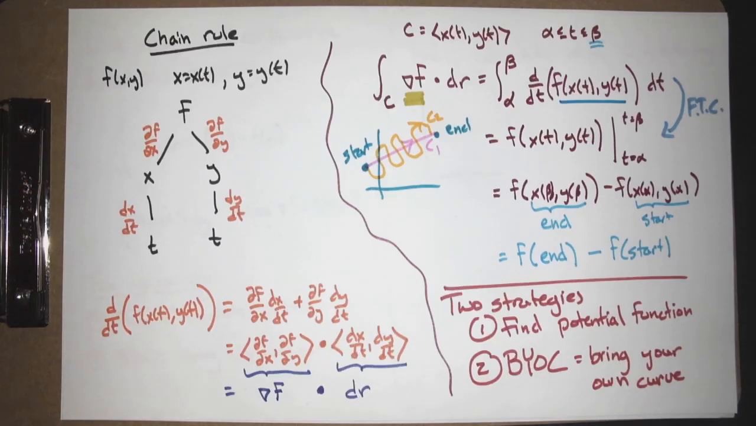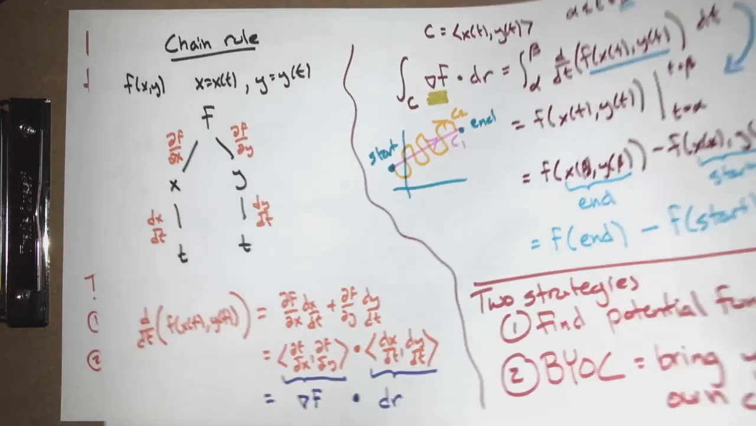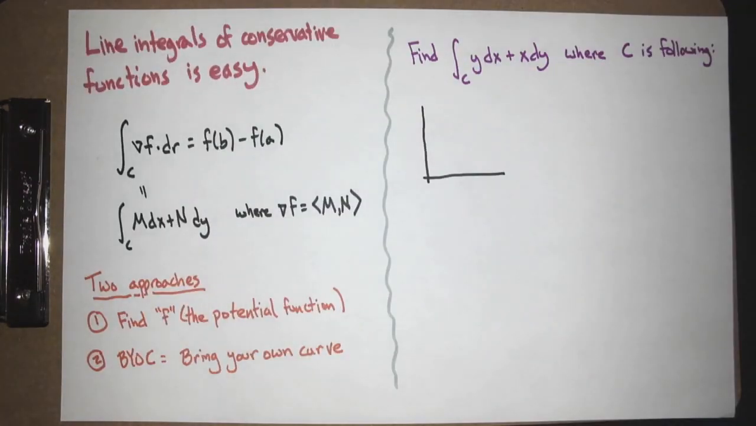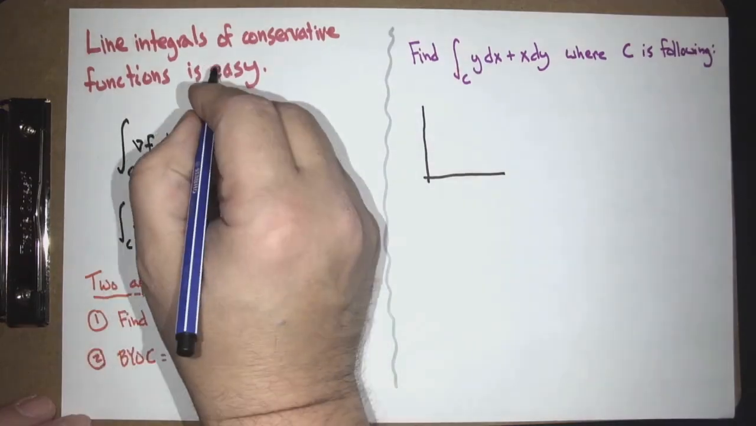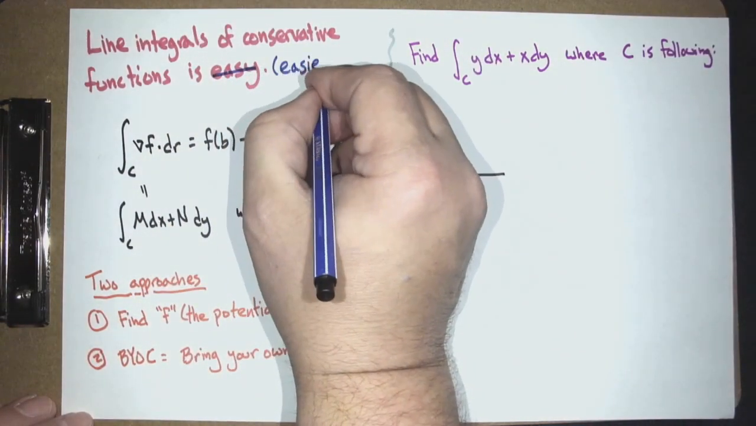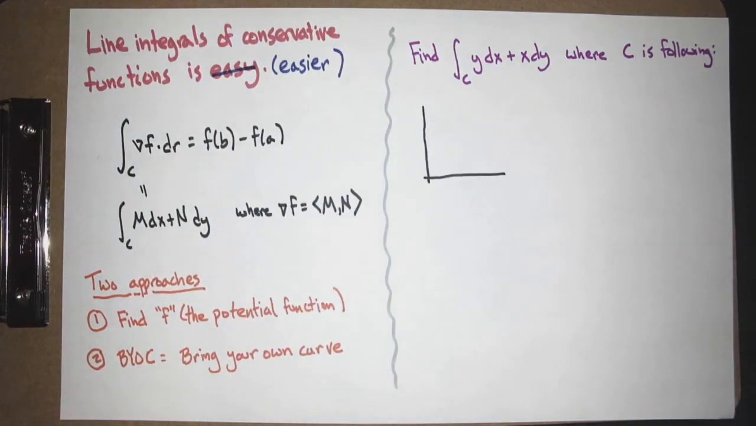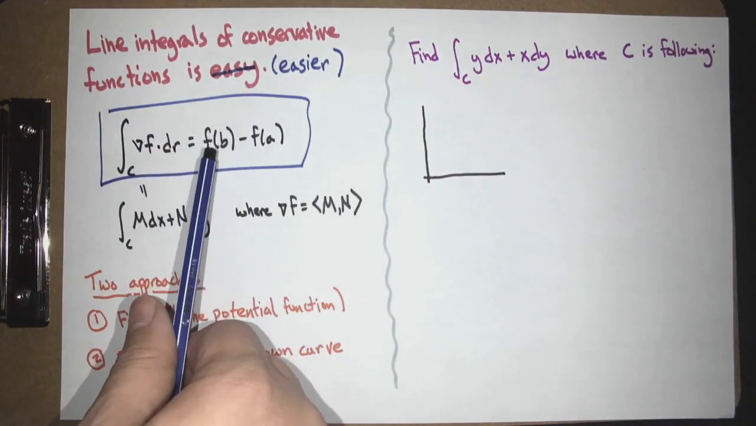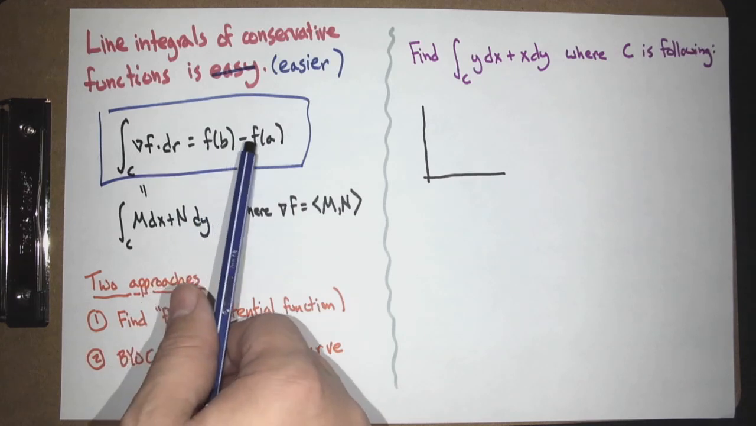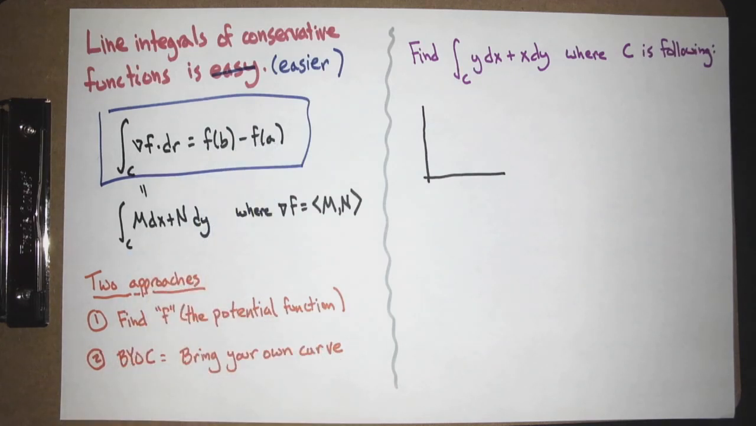Okay, so that was a page I forgot. I don't know what happened to that page. But continuing, the punchline: line integrals of conservative functions are easy. Well, maybe it's more accurate to say easier. There are still going to be some non-trivial things that happen. And so the punchline, this is what you should remember. If I'm integrating a conservative function, I take the potential function at the end, subtract the potential function at the start. So I'm using A and B to represent the start and end points. These are, of course, the same two approaches.